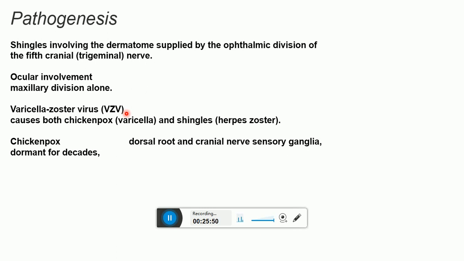After an episode of chickenpox, the virus travels in a retrograde manner to the dorsal root and cranial nerve sensory ganglia. It may remain dormant for decades, with reactivation thought to occur after VZV-specific cell-mediated immunity has faded. Re-exposure to VZV via contact with chickenpox or by vaccination may reinforce immunity and protect against development of shingles.